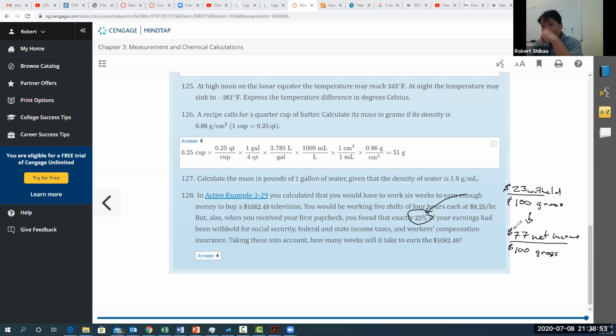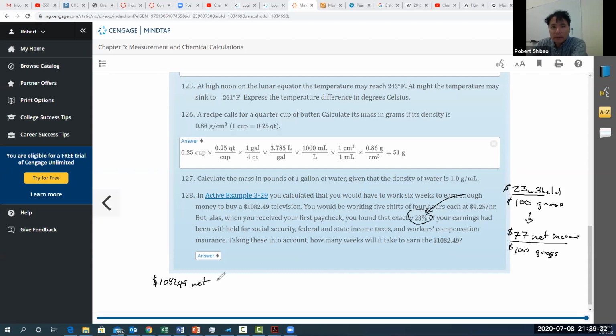Okay, so this is what I mean by composite unit here. Both of these are dollars, but we have to put some descriptors on here in order to understand that. Now, when you buy a television, you can't buy it using gross dollars. You have to buy the television using net dollars, because these $23 disappear. That's where that's going to go. And so this 1082.49, we're going to have to label that. Is that gross dollars or is that net dollars? No, we need 1082 after-tax dollars. And so this is 1082.49 net dollars.